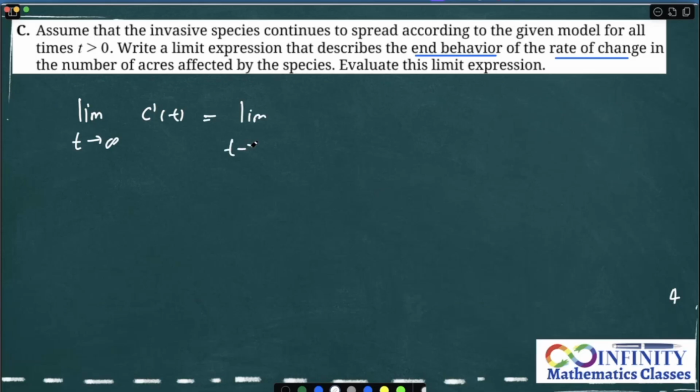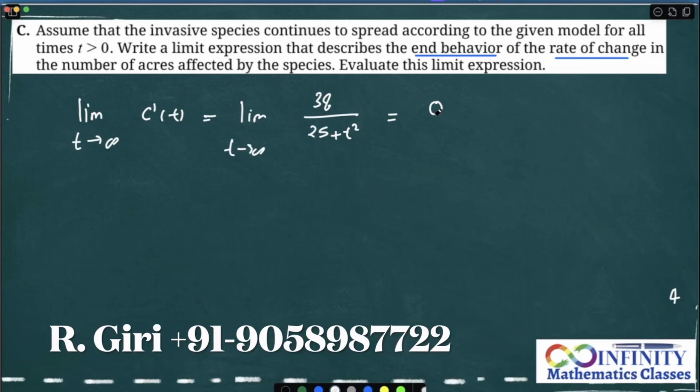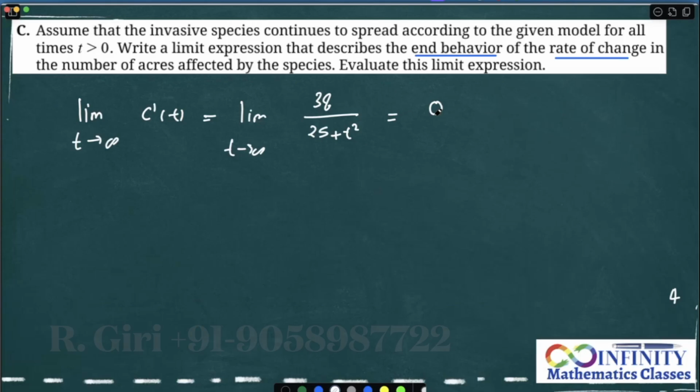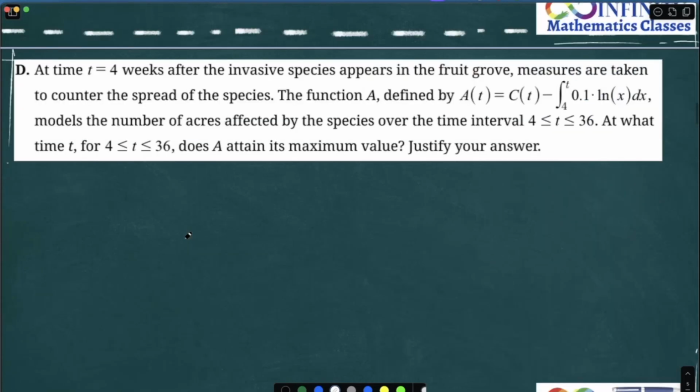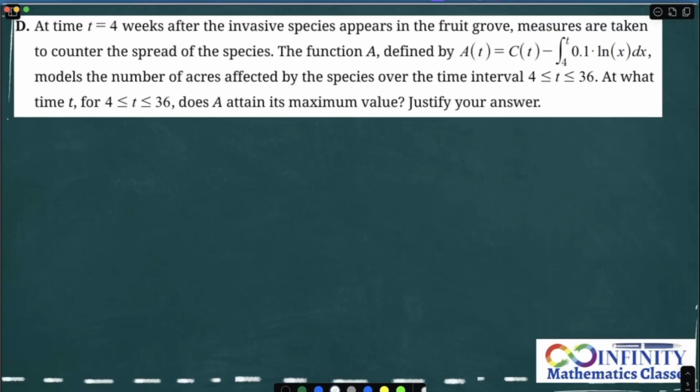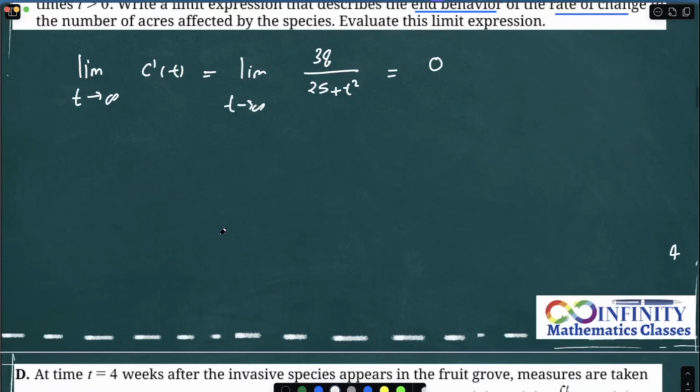Limit as t tends to infinity. How much is it going to be? It was 38 divided by 25 plus t square. So it is finite upon infinity. Finite upon infinity will give you 0 always. So this is going to be the end behavior. Any doubt? This is the rate of change, and that is where we need C prime t there. Yes, that is the answer for you, 0.